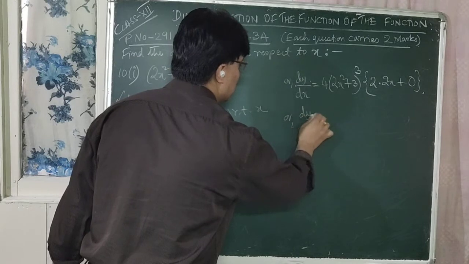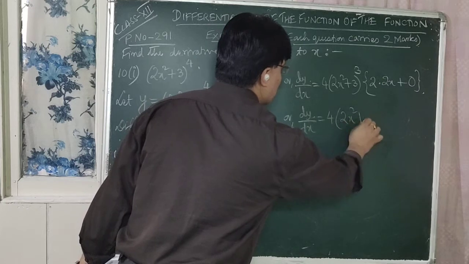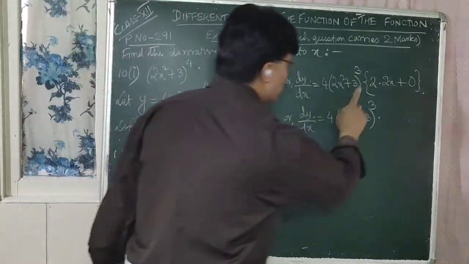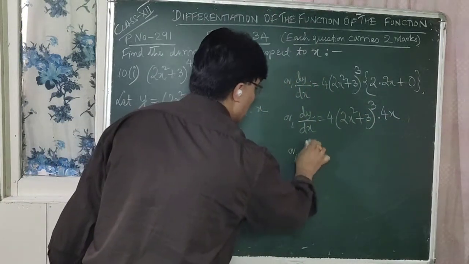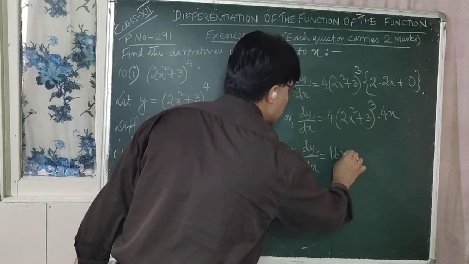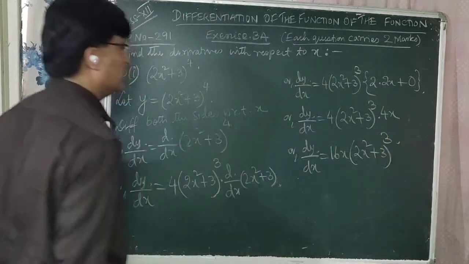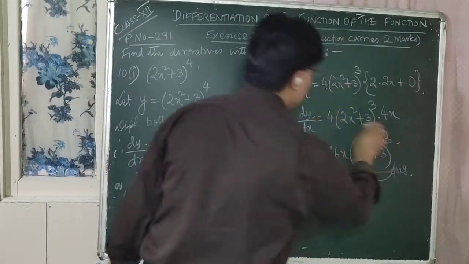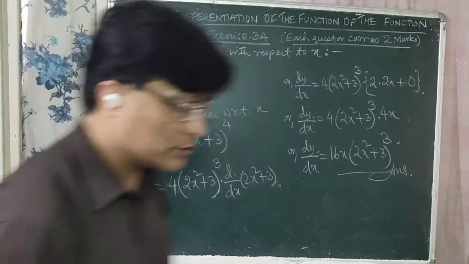So dy/dx = 4(2x² + 3)³ into 2 into 2x, which is 4x. What is 4x plus 0? It is 4x. So what is dy/dx now? This simplifies to 16x(2x² + 3)³. Understood now? So this is your answer. You can copy it. Again we'll do the next question.